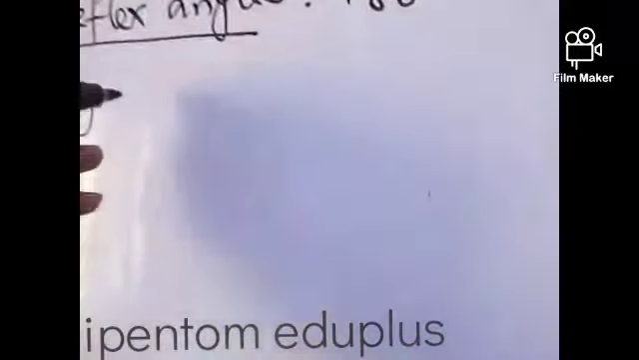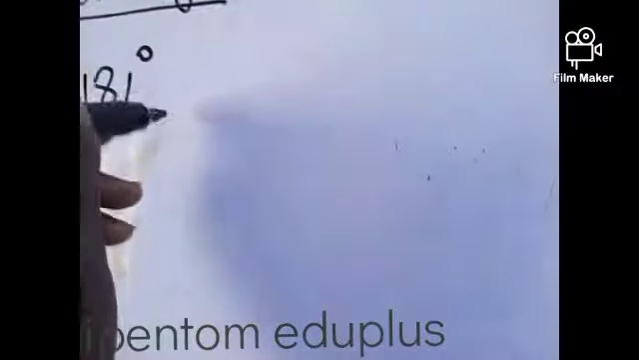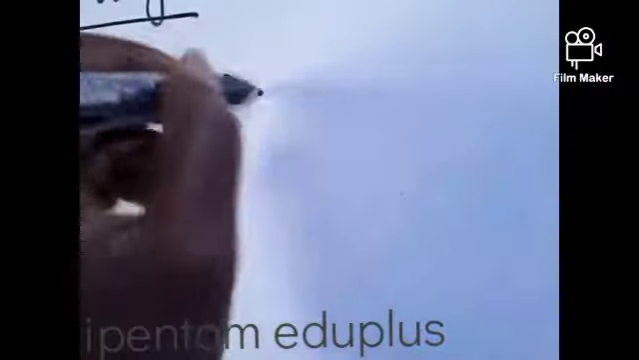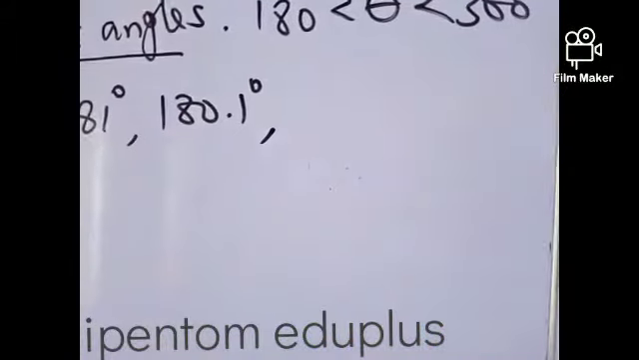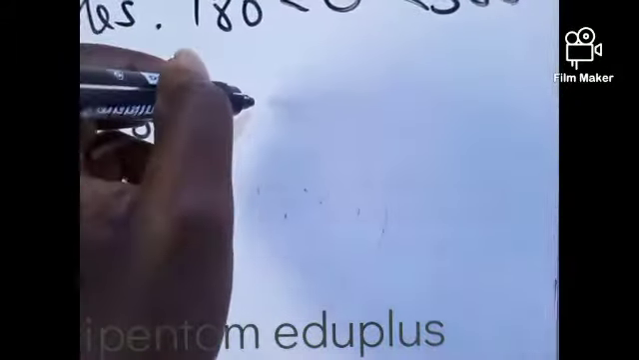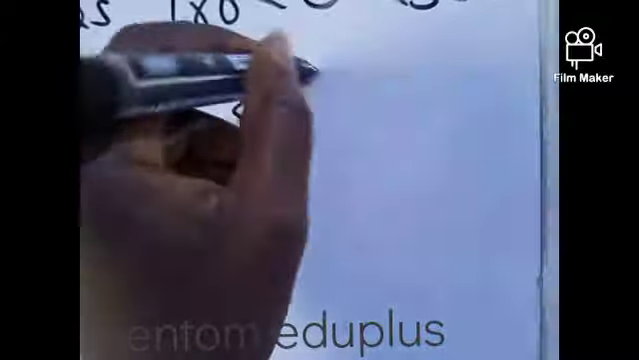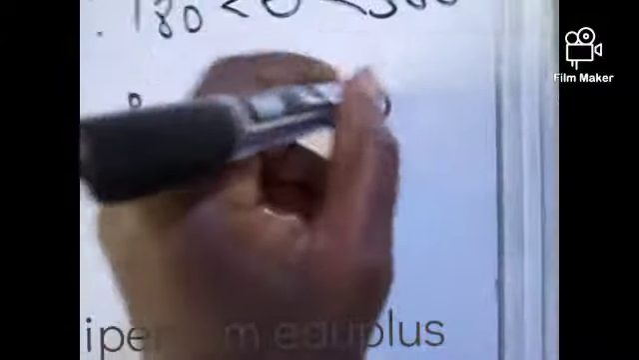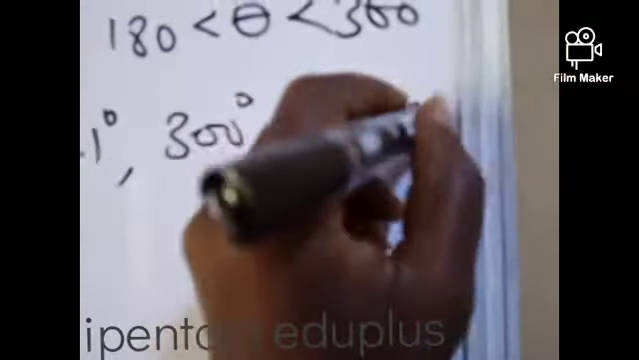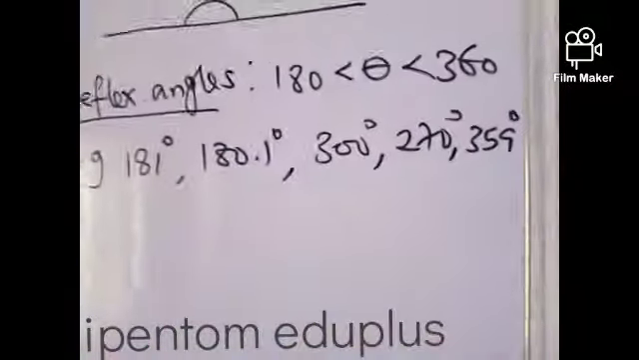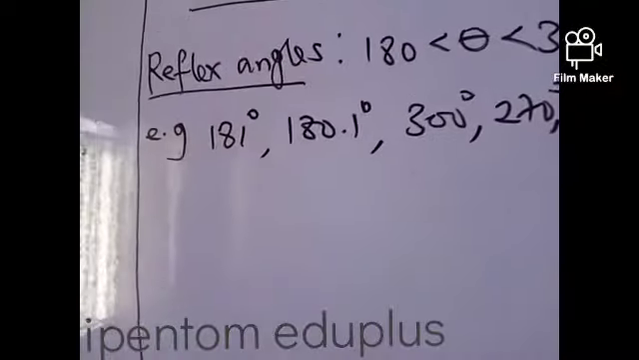Examples of reflex angles: we have 181 degrees, 180.1 degrees, as long as it is greater than 180, then 300 degrees, 270 degrees, 359 degrees. So these are examples of reflex angles.